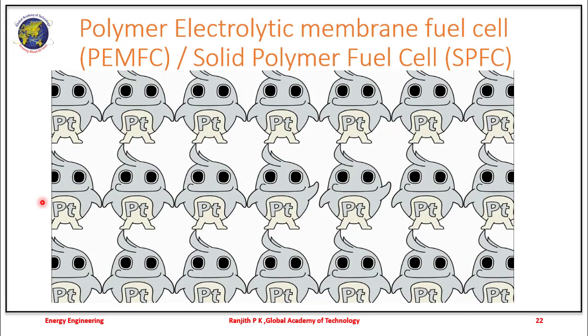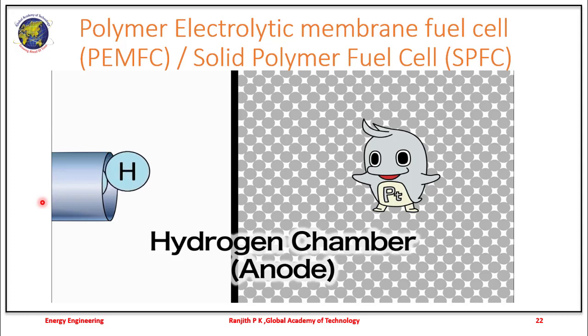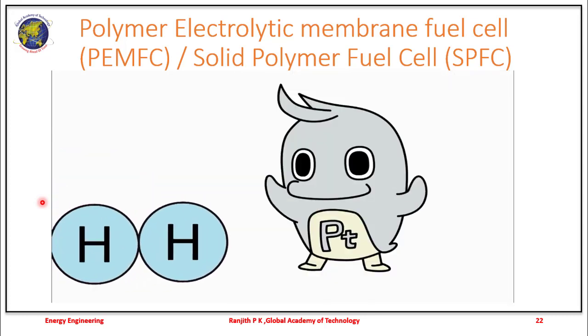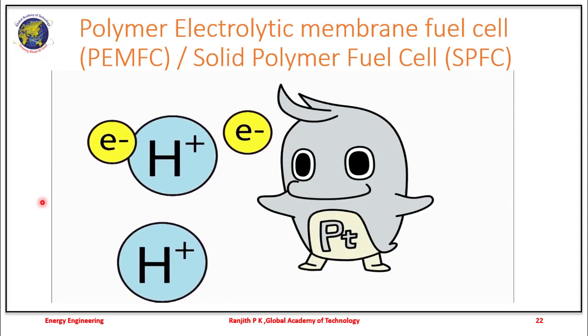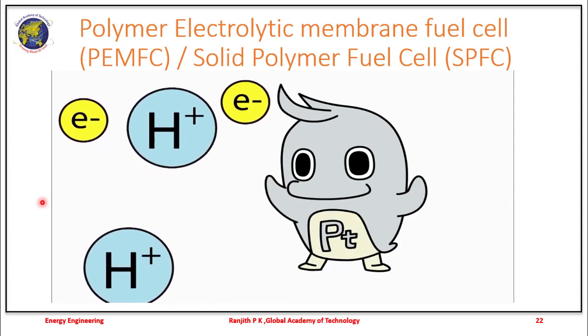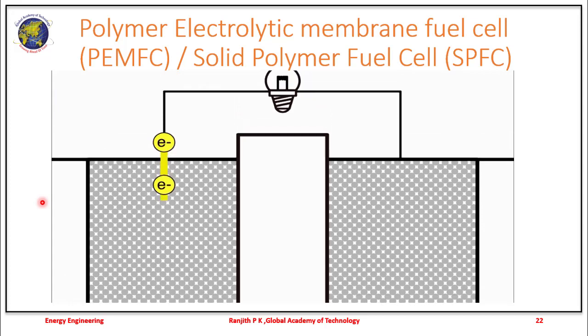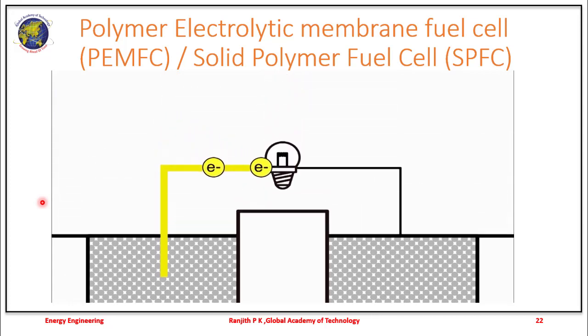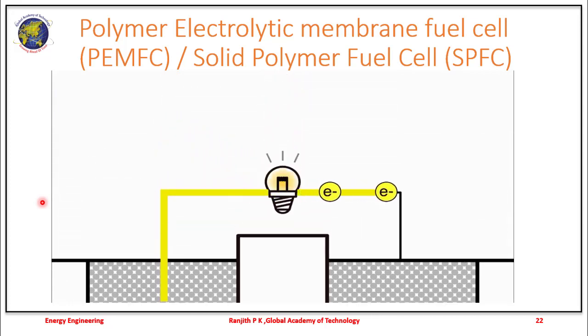Hi. How's it going? How are you? This is the hydrogen chamber. Here it comes! I split electrons off from the hydrogen. The electrons flow out in a current, and that's electricity.